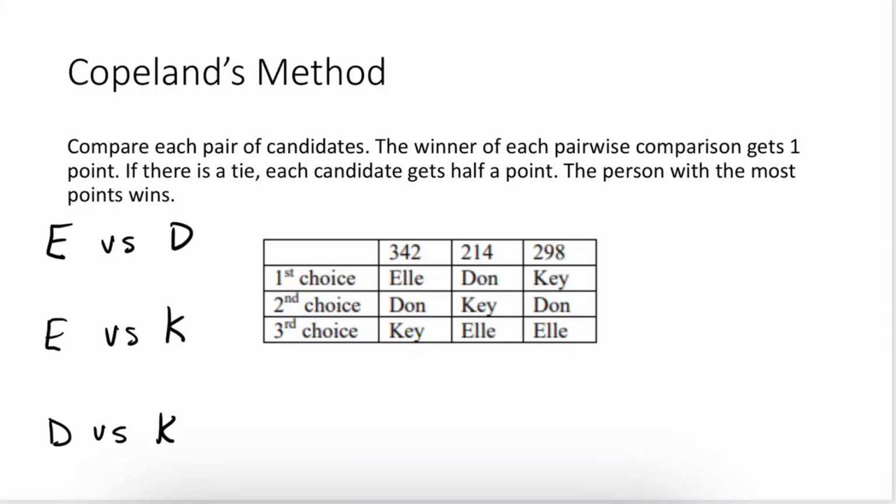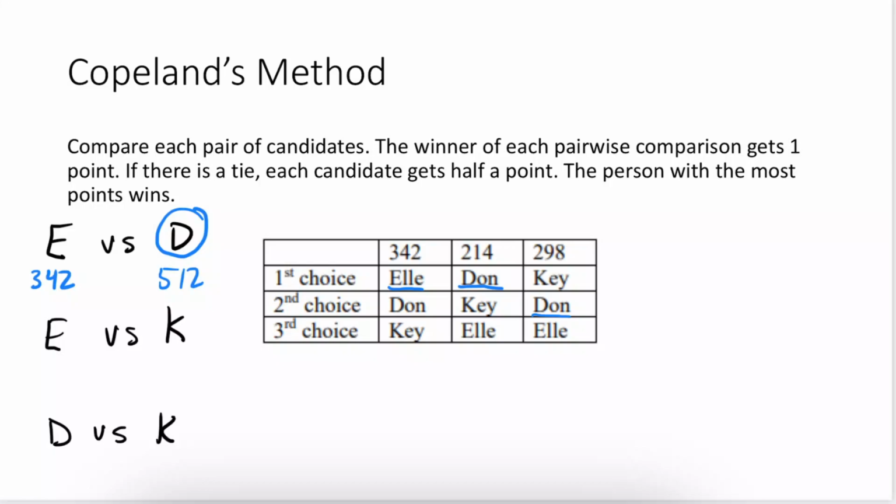So when we look at this and we say, okay, L versus Dawn, essentially we're going to ignore all of the places where Key is at in the preference schedule. So if we look at it, it looks like L would be the first choice for the 342 people that voted in that column. Dawn would be the first choice for the 214 people, and Dawn would be the first choice for the 298 people as well. And so if you add up all of L's points, you get 342. If you add up all of Dawn's points, you're going to get 512. And so that means that Dawn is going to win that election.